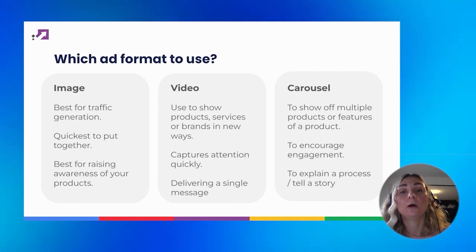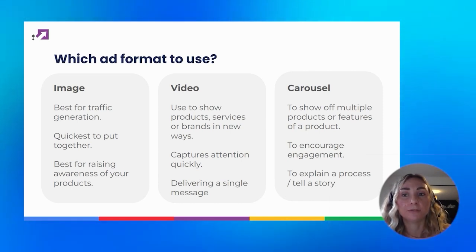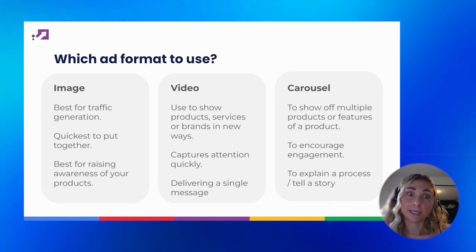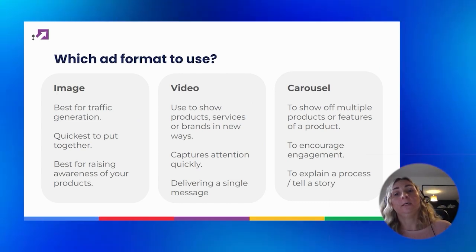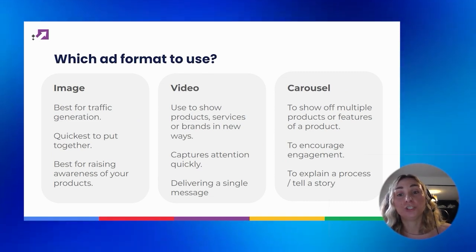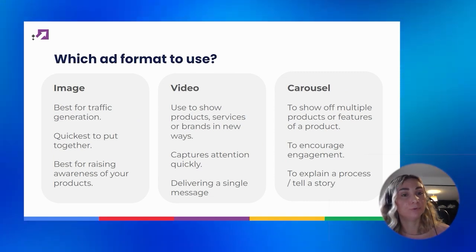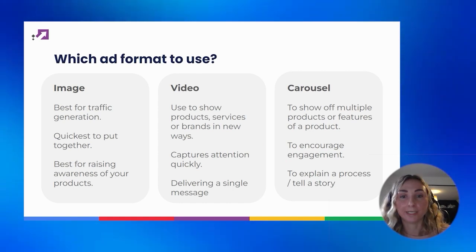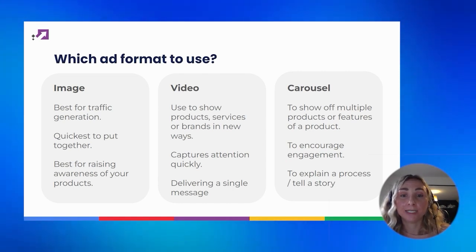And they're great for raising awareness of products. So if you've got a tangible product to promote, a photo ad is a great place to start, just to highlight that image and make it pop and stand out in a feed. What about video then? Video is great if you've got a more complex service or product, because you can show it off physically in brand new ways that you just can't with a single image. It's also great if you want to tell a story. It's also good for capturing attention quickly.